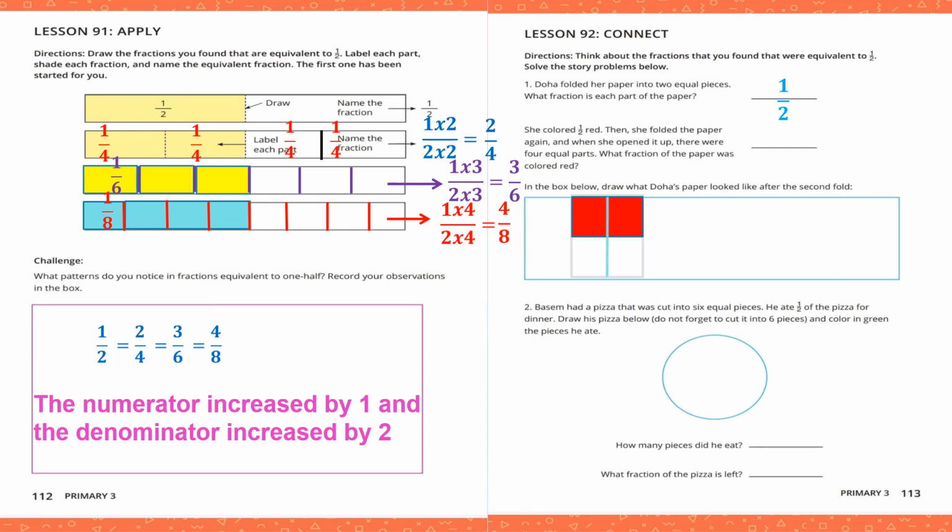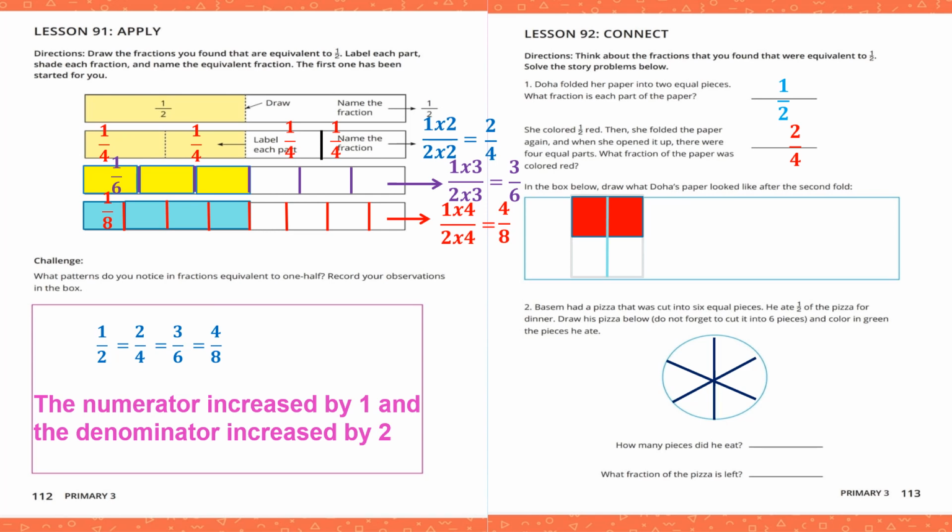Then she folded the paper again. And when she opened it up, there were 4 equal parts, like this. What fraction of the paper was colored red? I have here 2 colored red, 2 colored parts. So it means 2 over, the total number here is 4. So the fraction will be 2 over 4.